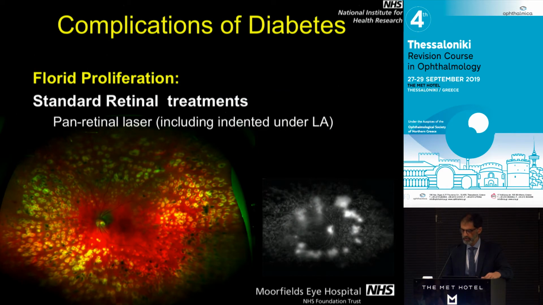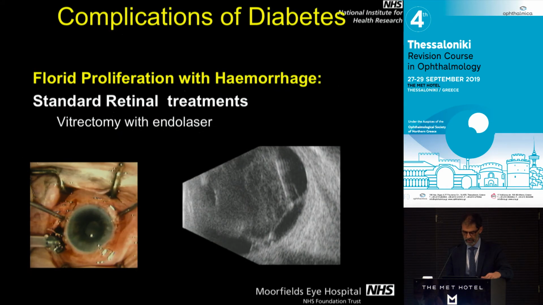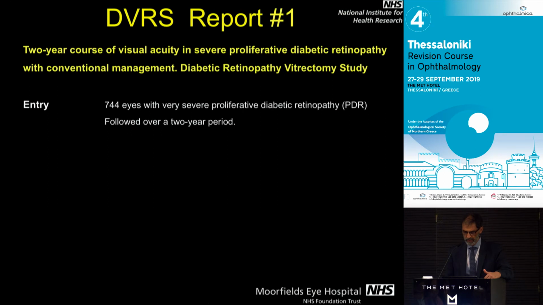And of course, you treat the primary cause, which is sufficient laser. And should that fail, then you've got to go ahead and do vitrectomy, based on the DRVS observation study. Now, remember, this is why you laser. They just watched patients with proliferative disease.